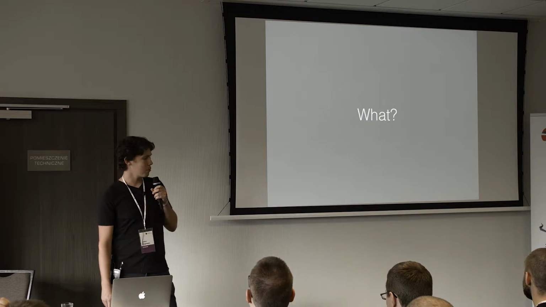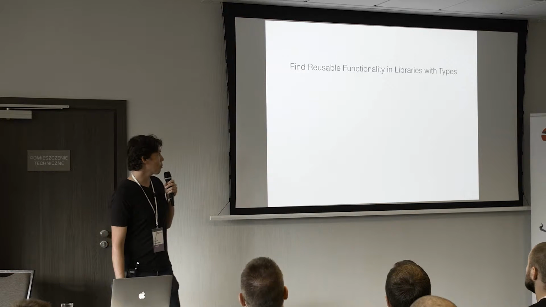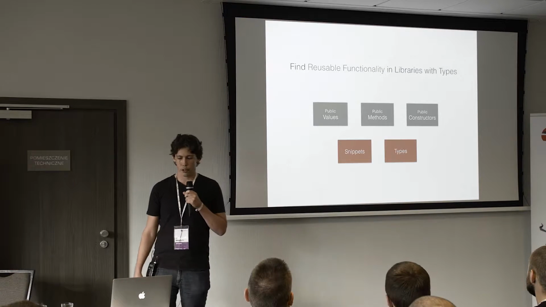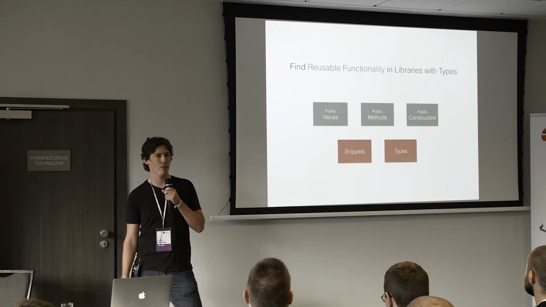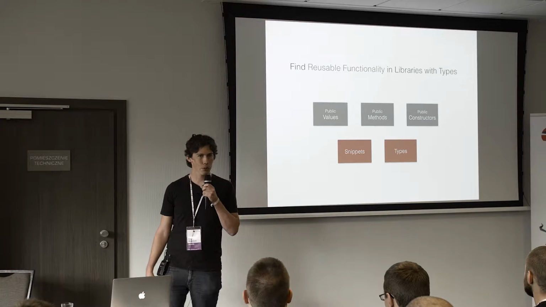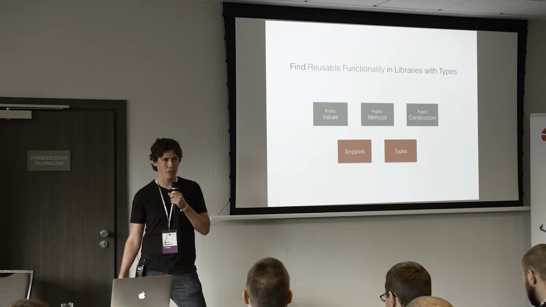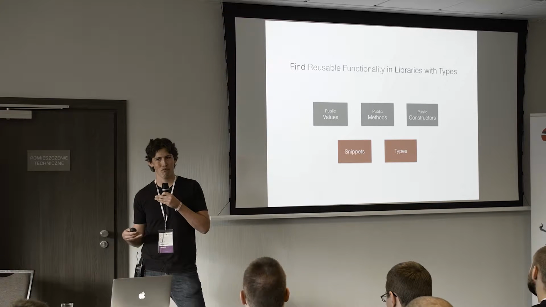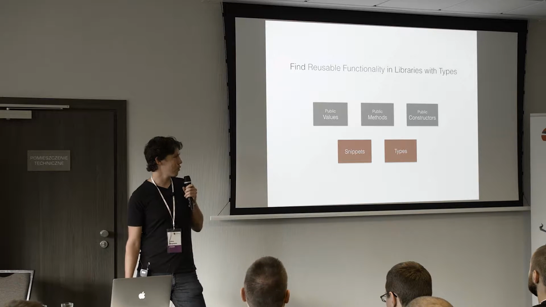So let's start with Scaps. It has one purpose, that is find reusable functionality in libraries with types. What do I mean by reusable functionality? Well, it's everything in the public value namespace of a program, like values, methods, and constructors. I do explicitly exclude code snippets from the search scope, because when you can reuse it, maybe it should be a function.